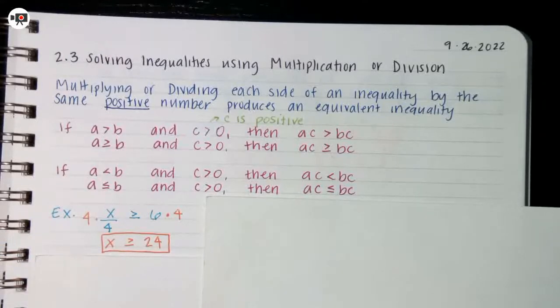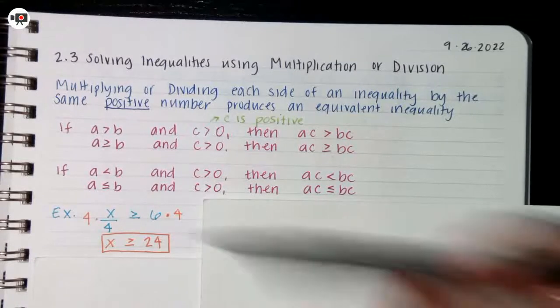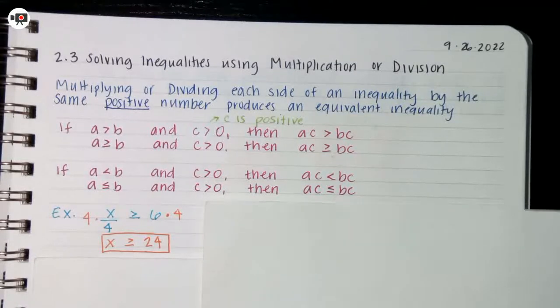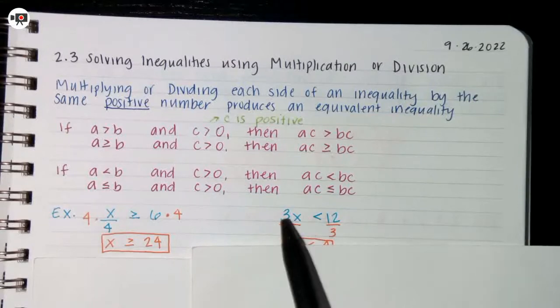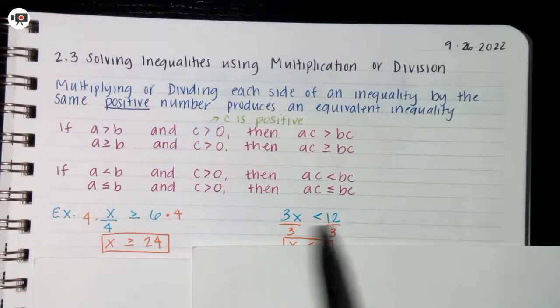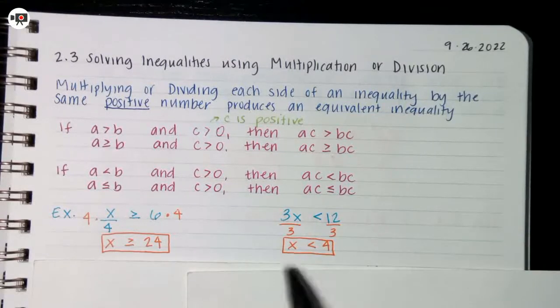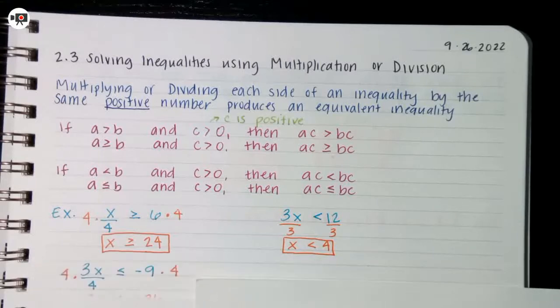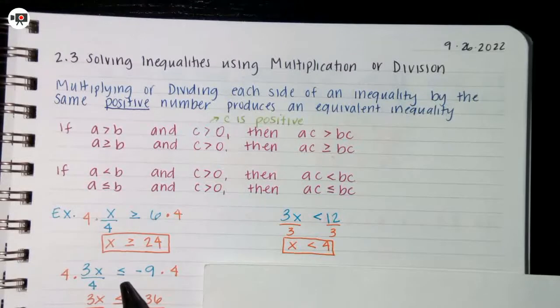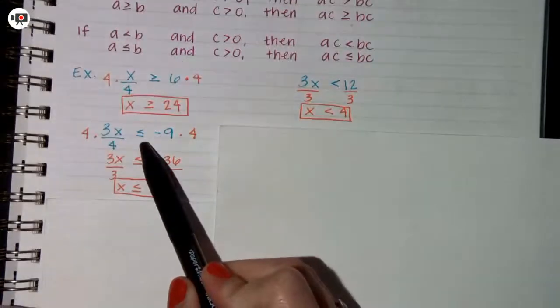For x over 4 is greater than 6, we would multiply each side by 4 to get x is greater than or equal to 24. For 3x is less than 12, we need to divide each side by 3 to get x is less than 4. And here we have 3x over 4 is less than or equal to negative 9.